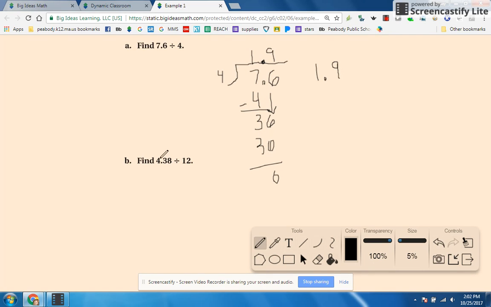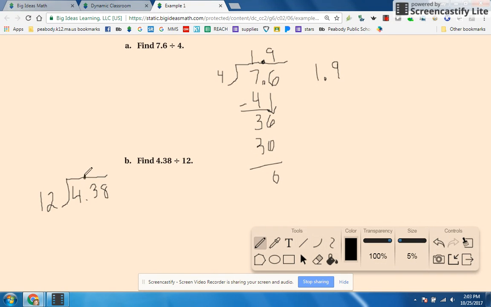Okay, so for part B, the first number goes on the inside. That's the dividend. So 4.38 is going to go on the inside. Again, it doesn't matter if it's bigger, smaller, has more digits, less digits. Does not matter at all. That first number always goes on the inside. 12 is the divisor. That goes on the outside.